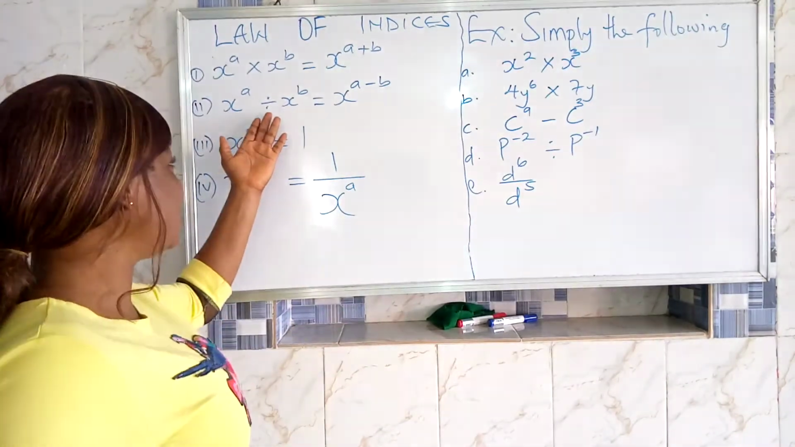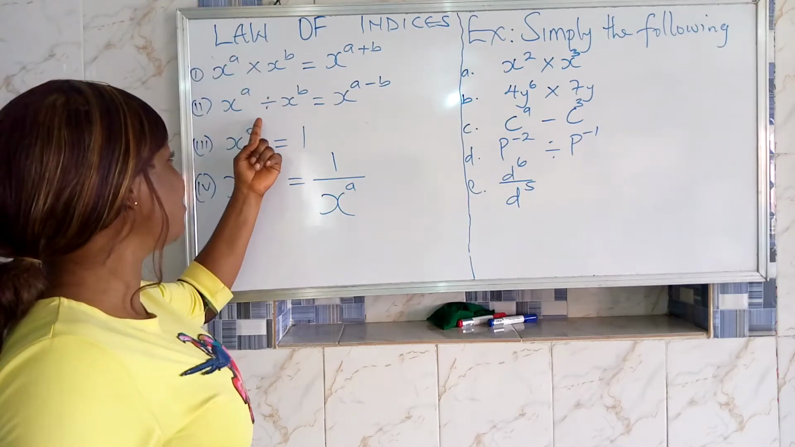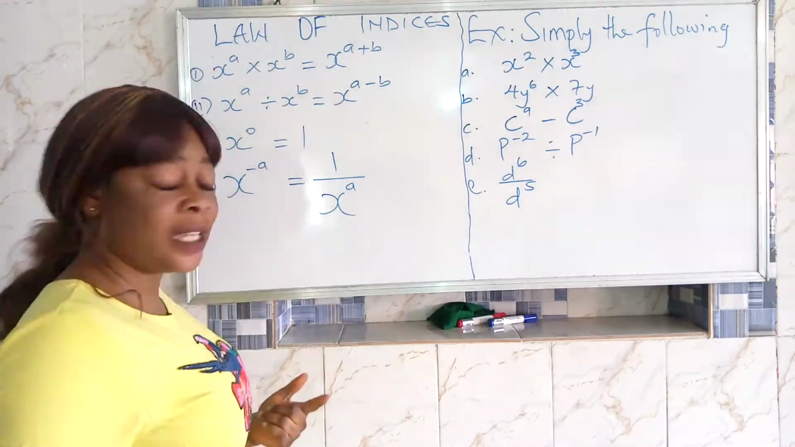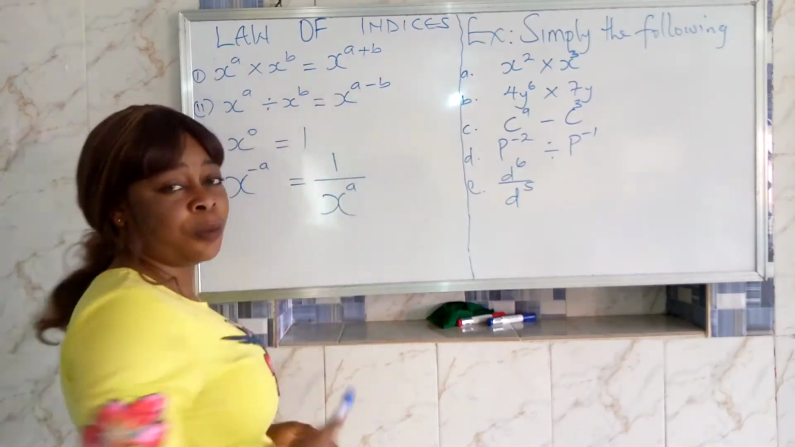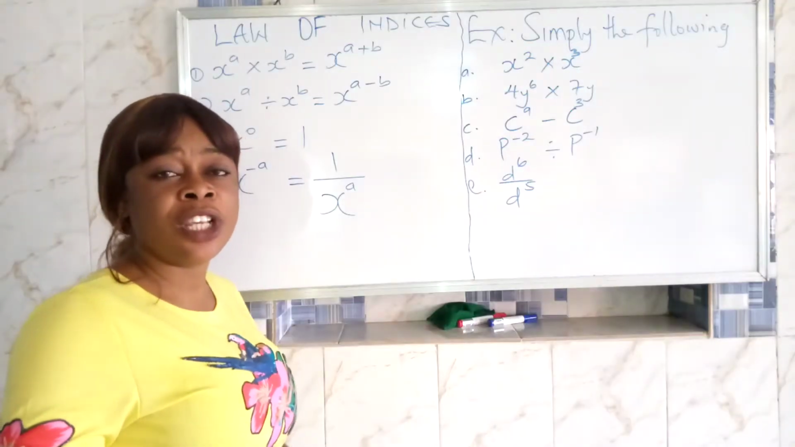The same thing applies to the second rule. I have division. You can see this law is the same thing as this: x raised to power a divided by x raised to power b. But when I have division, I'm going to put minus. That's different. The third one is x raised to power 0 equals 1.